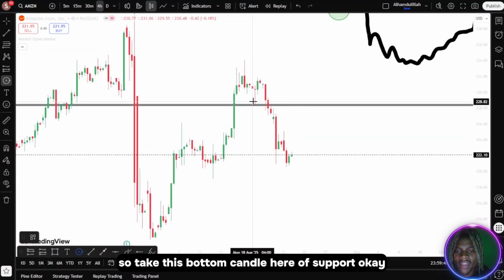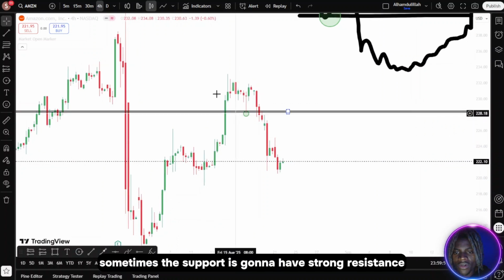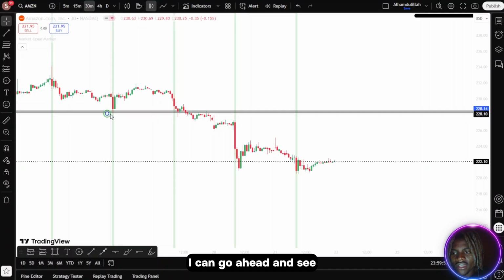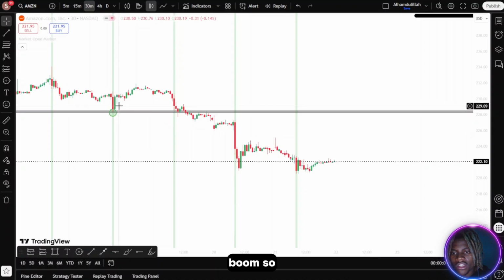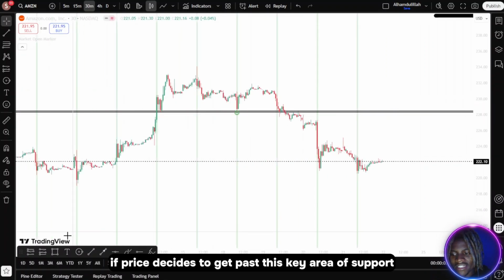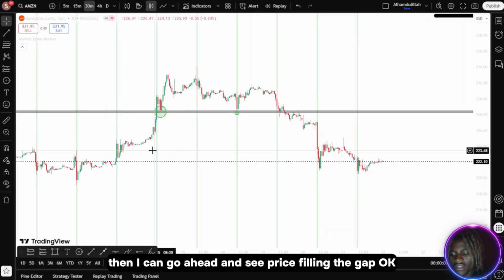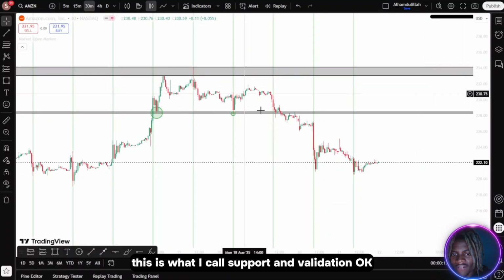So take this bottom candle here of support. Okay, a lot of times, sometimes the support is going to have strong resistance. Again, on the 30-minute here, I can go ahead and see I have some like 930 support right here. Okay, boom. So I know if price decides to get past this key area of support, okay, another area of support right here too, then I can go ahead and see price filling the gap. Okay, and this is what I call support and validation.